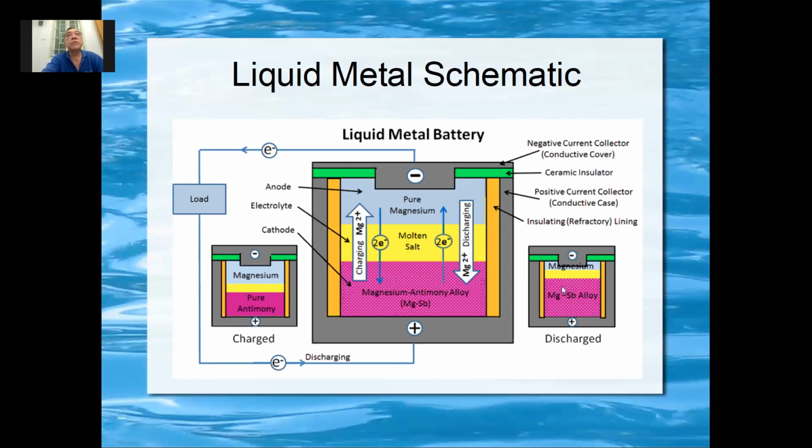So you can only discharge it there, and you understand that this is liquid, so you cannot put it in the ship. The ship will roll left, roll right, and then the thing will short circuit. The pure aluminum and the magnesium antimony alloy.